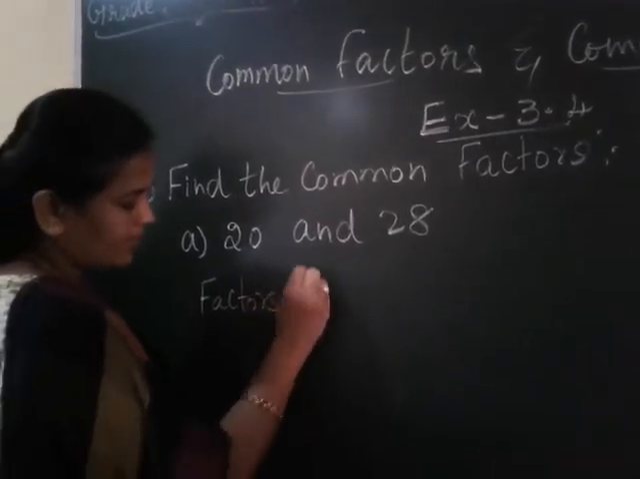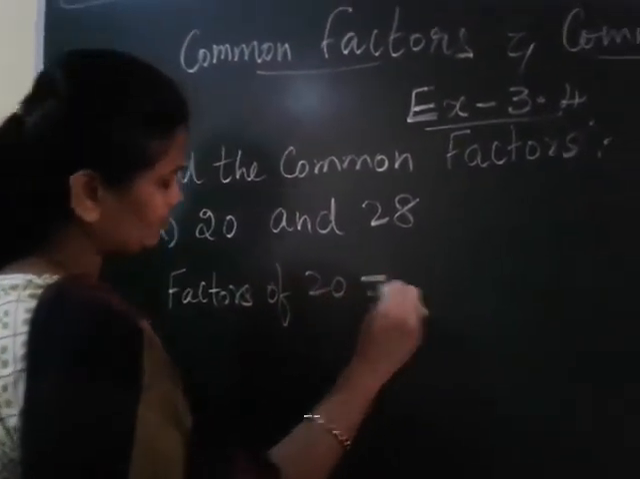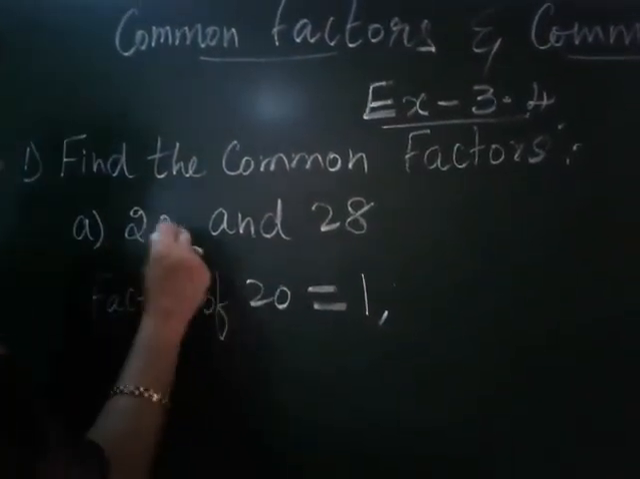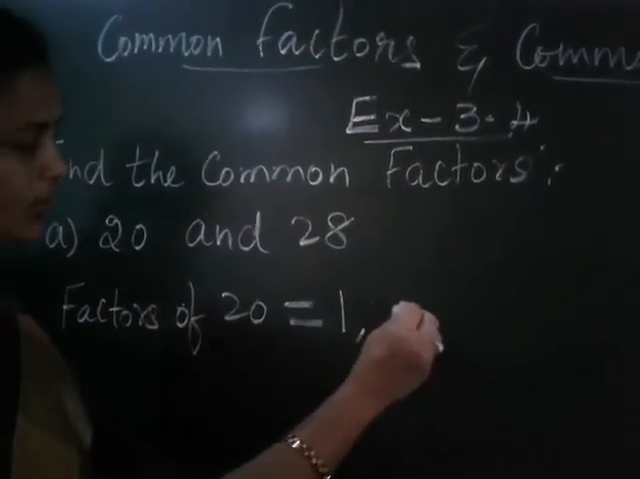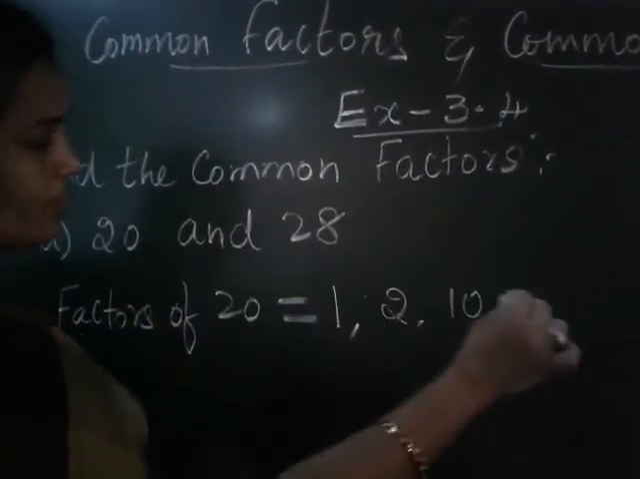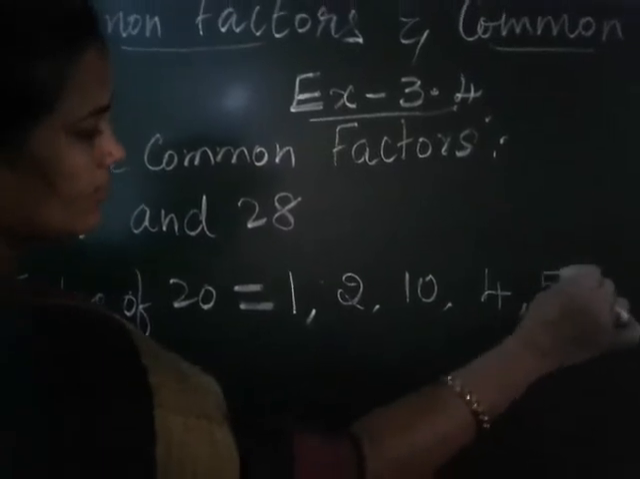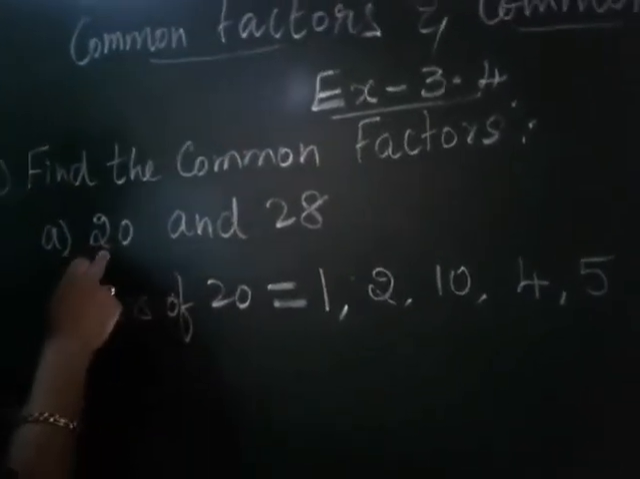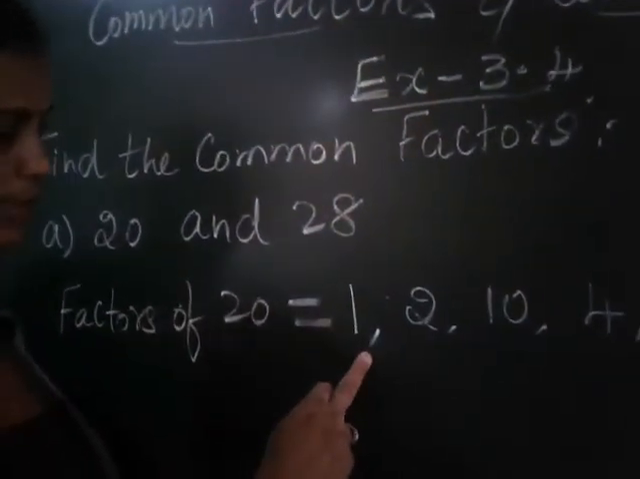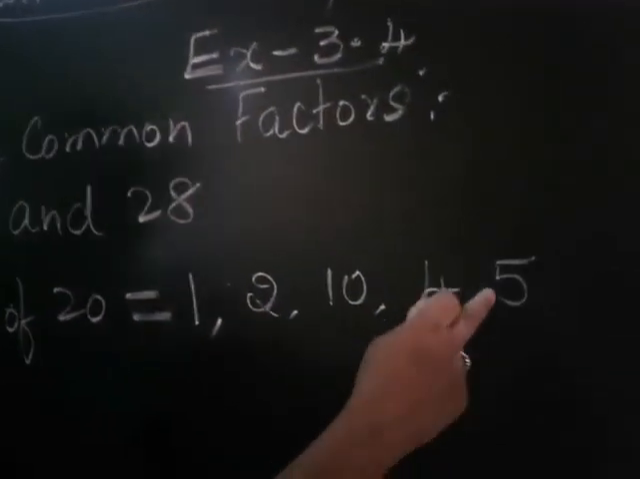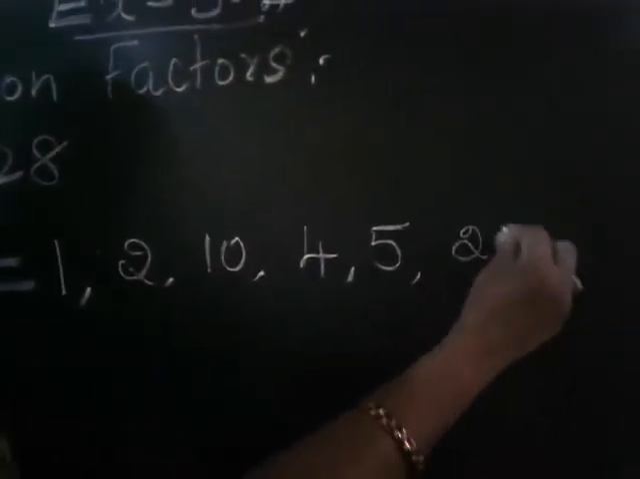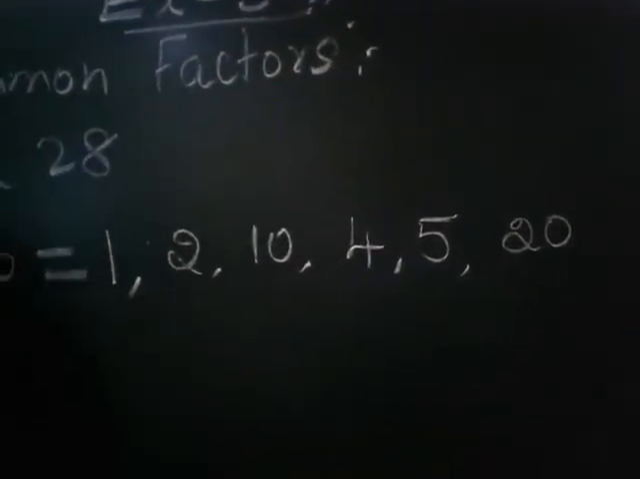Factors of 20 equal to: you know already that 1 is a factor for every number. Then 20 is an even number, so you can write 2. 2 tens are 20. Then 4 5s are 20. So 4 and 5. When you are writing this, think of all the tables where 20 will come, and write, children: 1, 2, 10, 4, 5. And the next one, 20 will come in the 20 table. So these are all the factors of 20.